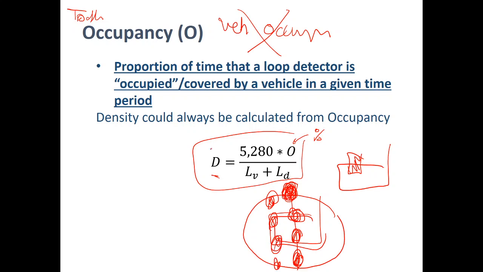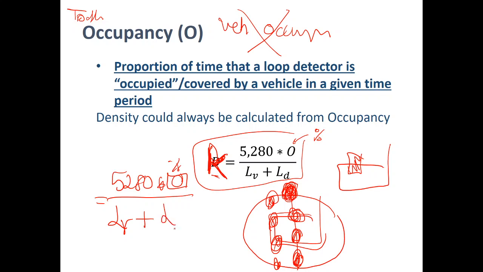So your density, and I'm going to put this as K, not D. Let me just make it less confusing. It's equal to 5280 times this percentage of time, which we call O, divided by length of vehicle plus the length of your loop detector, which I gave you. So we have here two lengths, the length of vehicle and the length of loop detector. We add them all together.